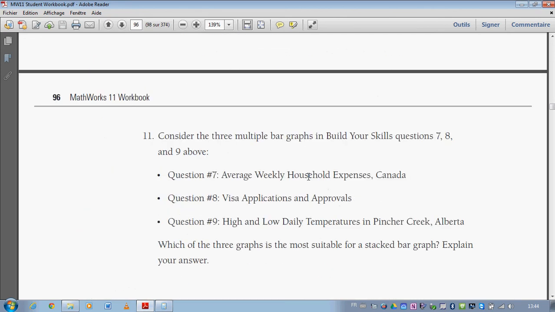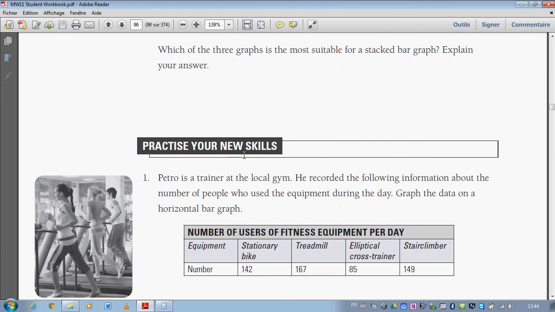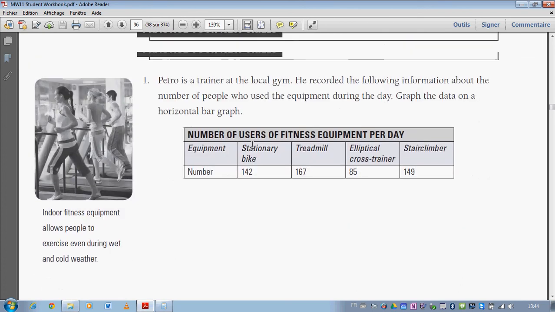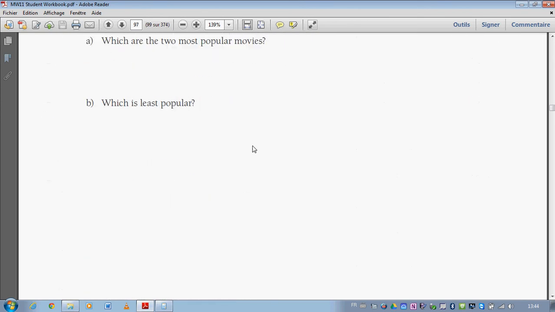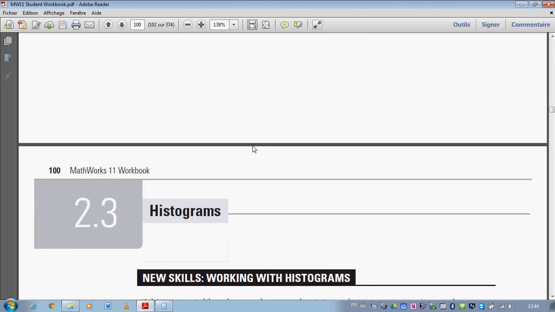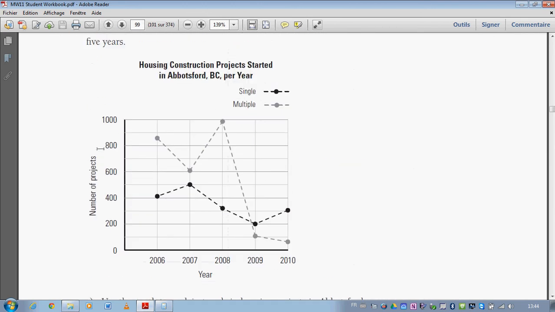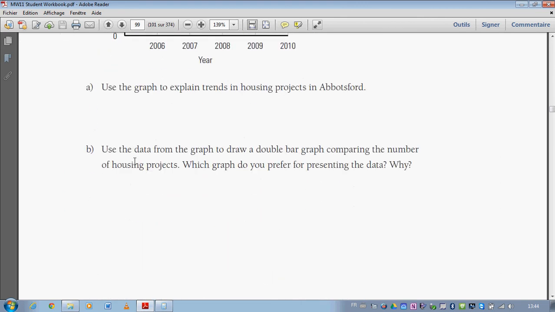Alright, so you've got a few more build your skills questions, and then you've got some practice your new skills questions as well. Okay, and those go up until number 4. Okay, well that's it for chapter 2.2. Stay tuned for chapter 2.3.